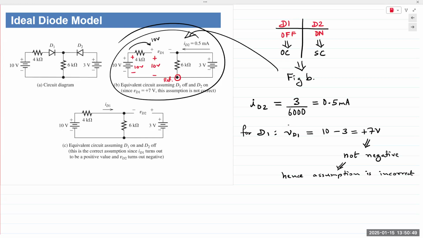Again, this is critical. If you have two diodes, we made an assumption. One of the diodes turned out to be correct. The other one turned out to be incorrect. But that means that our entire assumption is incorrect.